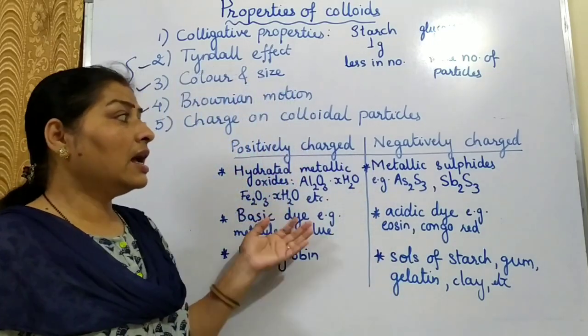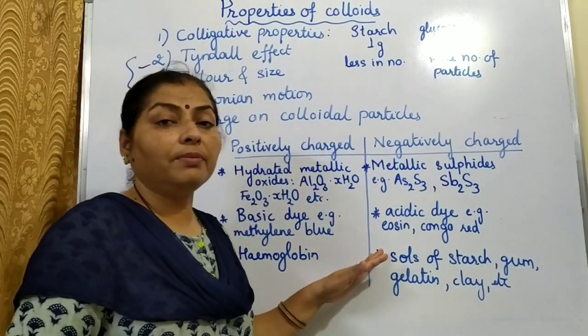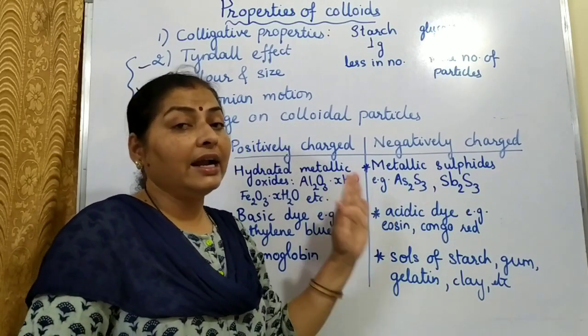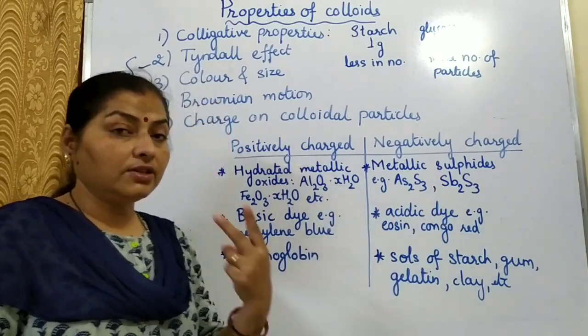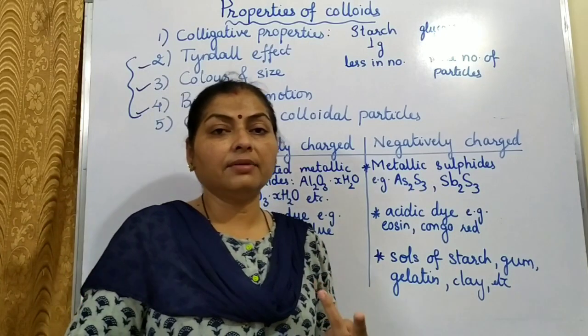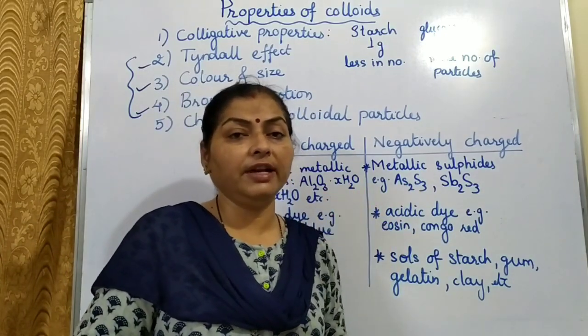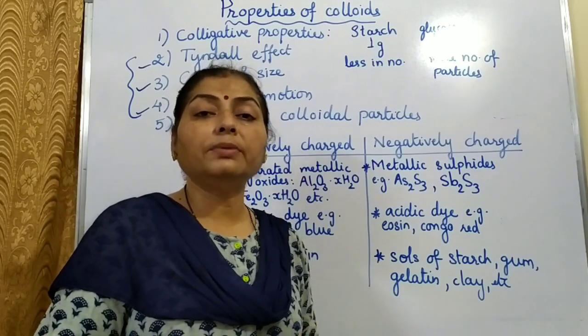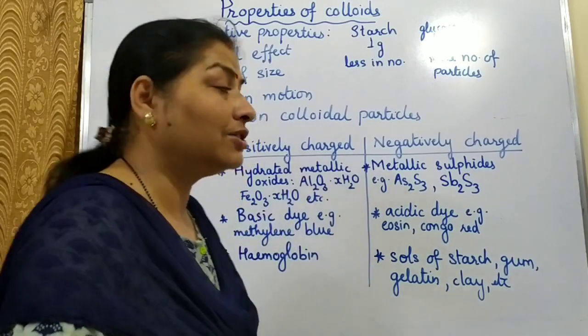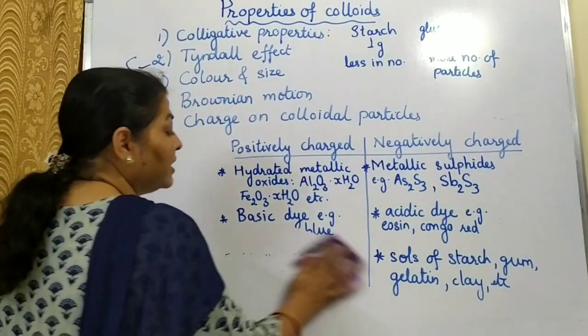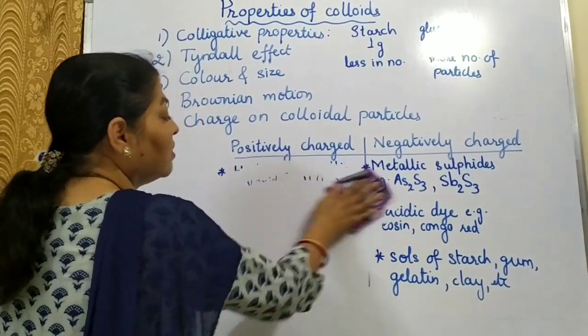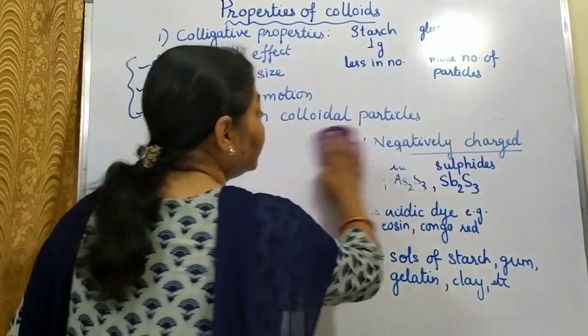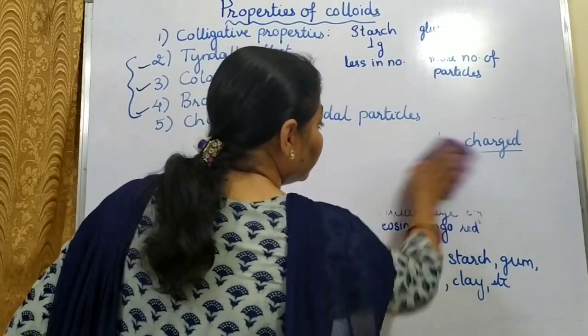Now let us see how this charge gets formed by preferential adsorption. We saw two methods. One is the Bredig's arc method by adsorption of electrons. The second, the charge on the colloidal particles may also be generated due to the preferential adsorption of ions. So let us see through examples what it means by preferential adsorption.